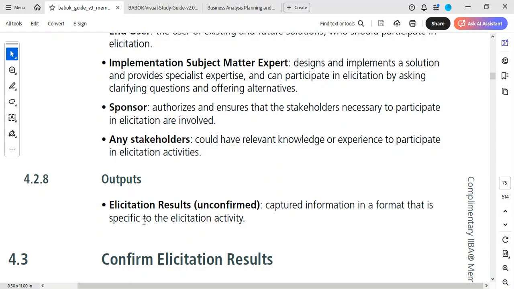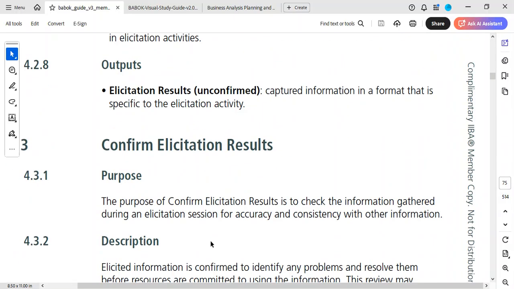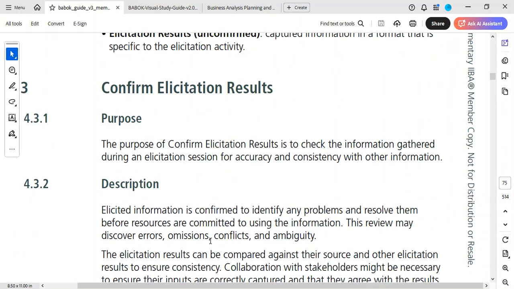And what is your output here? It is your elicitation result, but it is unconfirmed, captured information in a format that is specific to the elicitation activity. And we are done here. The next line of action will be to go into confirm elicitation result.